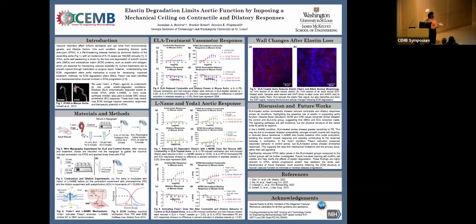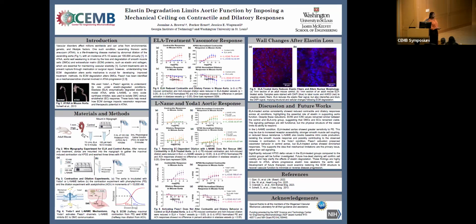So how L-NAME works is it's a nitric oxide synthase inhibitor, and that means that it will inhibit any endothelial-driven responses that tell the smooth muscle cells to dilate, therefore allowing us to isolate just that smooth muscle cellular response. And then all of these tools combined will help us understand how that ECM degradation can lead to changes in aortic mechanics and then provide for possible therapeutics for ATAA in the future.